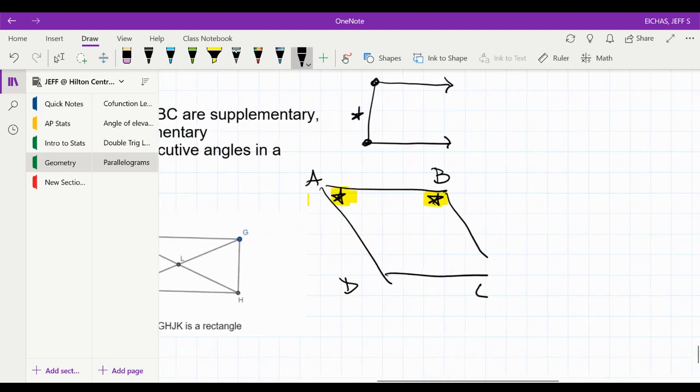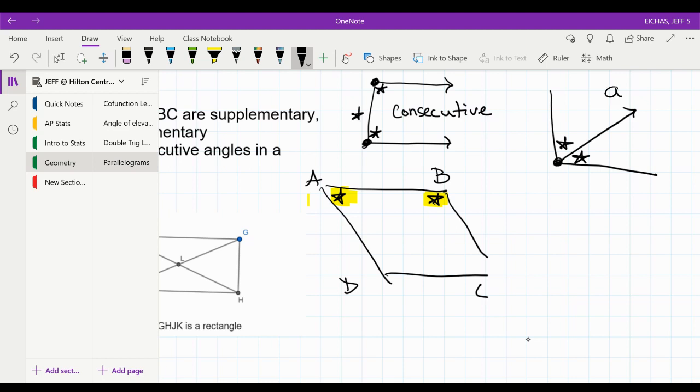Now, that's different than adjacent angles. So here's consecutive, right? They share one side but have different vertices. Now these two are adjacent. What makes the difference is they do share a side as well, but they share a vertex. So adjacent angles share a side and a vertex. Consecutive angles share a side but have different vertices.